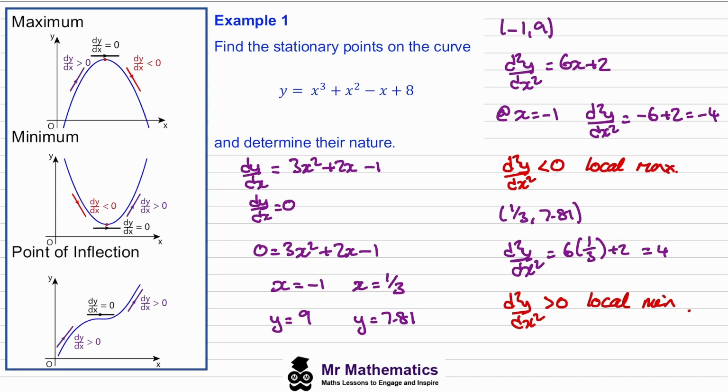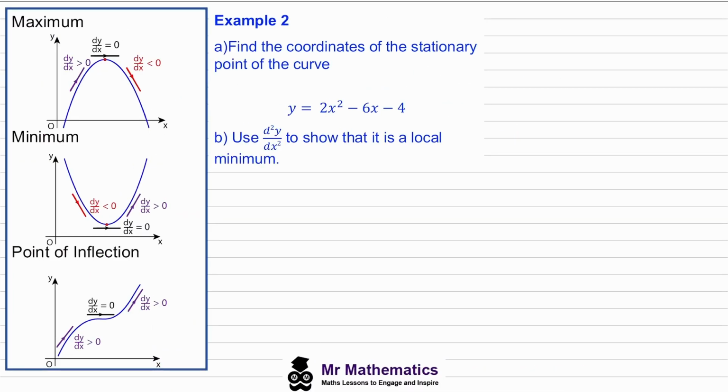Let's try another question. Okay, so in this question, we've been asked to find the coordinates of a stationary point of a curve given here, and then to use d squared y over dx squared to show that this is a local minimum. So perhaps you want to try this question yourself. You can pause the video, and when you come back, we'll go through a worked solution.